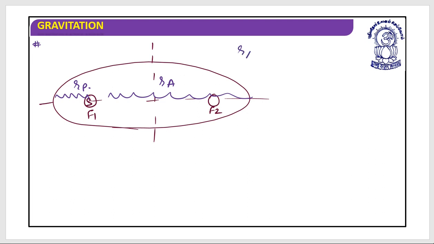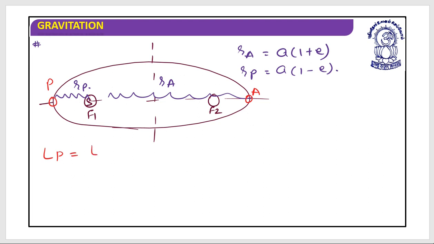We have the relation that R aphelion is a into bracket 1 plus e, and R perihelion is a into bracket 1 minus e. We understood that this is the location of perihelion, and this is the location of aphelion.